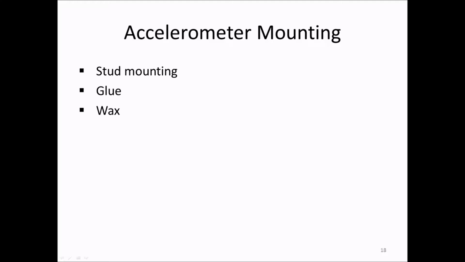Another common way to mount accelerometers is by using wax. Wax is a very nice material to work with in the lab, provided that the temperature is not too high and that the vibration levels are reasonably small. Finally, accelerometers are often used with magnets. It should be stressed, though, that this mounting method should only be used for measurements on stiff structures, such as bearings, large structures, etc.